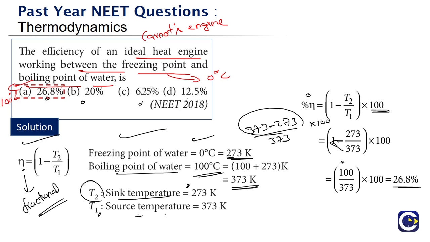So if you are operating the Carnot's engine between the boiling point of water temperature and the freezing point of water, the Carnot's efficiency for that heat engine will be 26.8%.